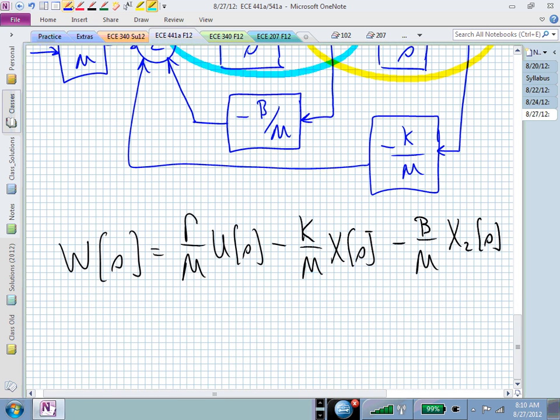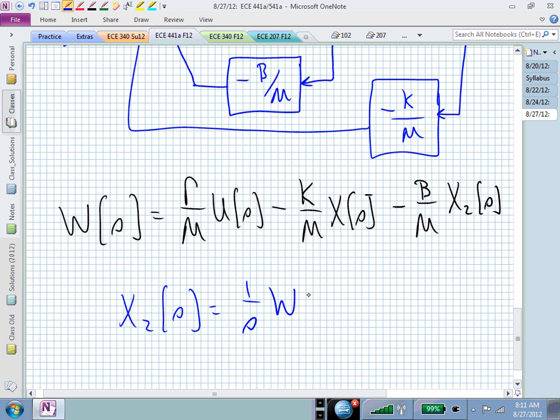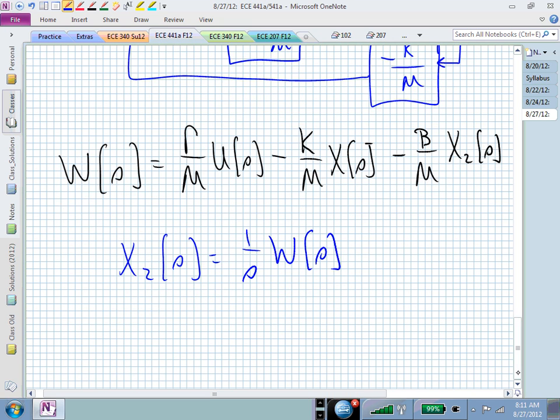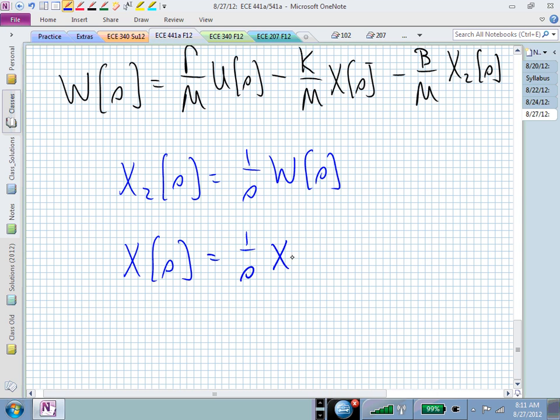Let me now write this and say that X sub 2 of S is equal to 1 over S W of S. And we also know that X of S from the yellow highlight is 1 over S X sub 2 of S, which now says that if I just combine those, I see that X of S is related to W of S by 1 over S squared W of S. So now I've just cascaded those two relationships.